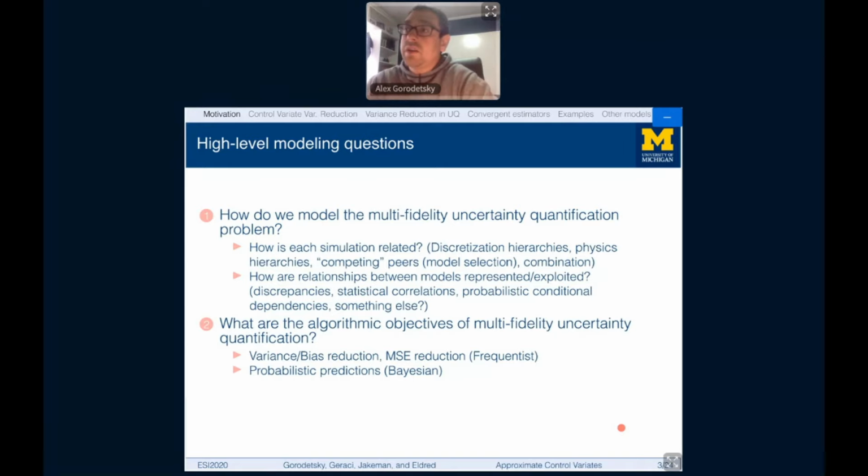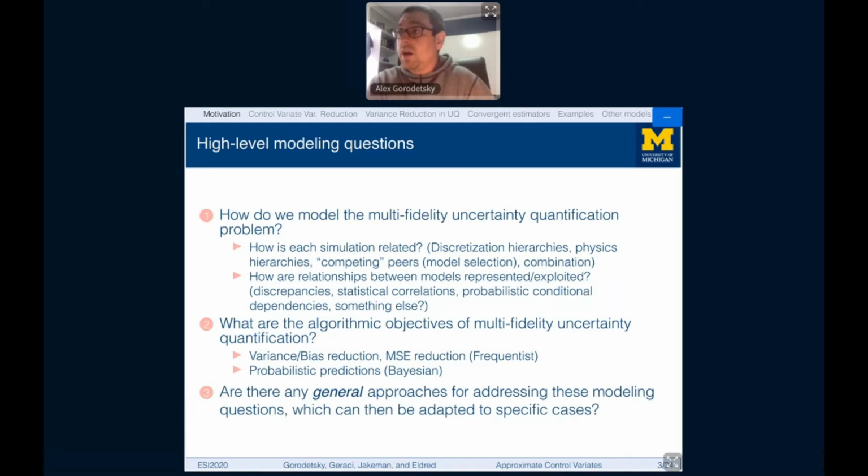And then tied in with that are algorithmic objectives of multifidelity uncertainty quantification. So we've already seen some of them. They could include variance reduction. They could include bias reduction. They could combine them all into mean squared error reduction. So this is from the frequentist point of view. Or you can do, for instance, probabilistic predictions, where you consider general fusion of the models to try and get credible intervals on their predictions.